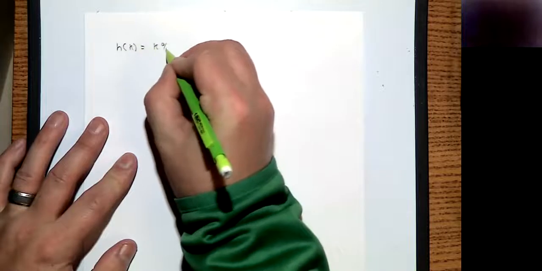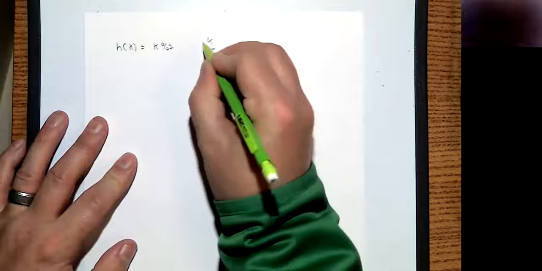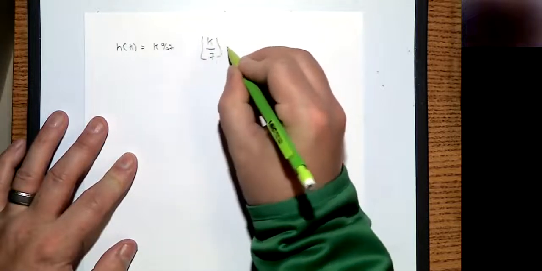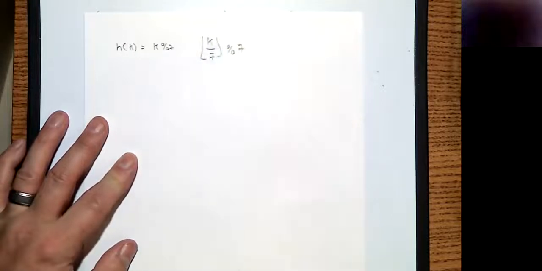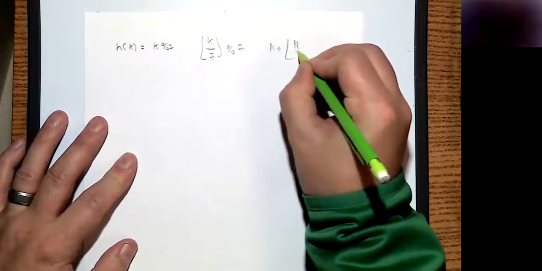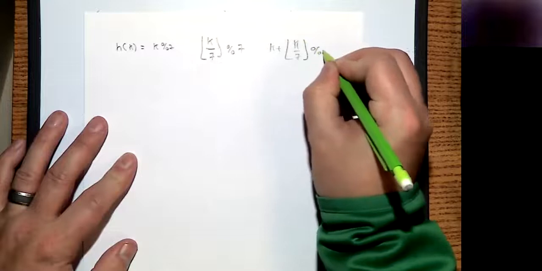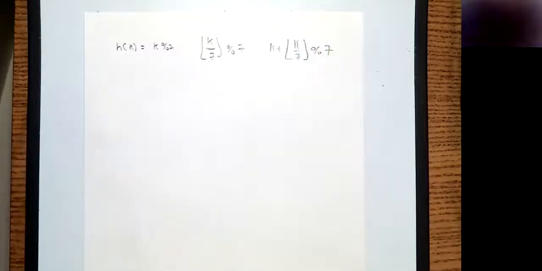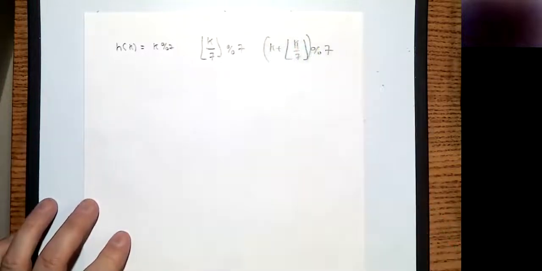The three hash functions that we're going to work through: the first hash function is going to be k mod 7. The second one is going to be the quotient of k divided by 7, mod 7. And the third one is going to be k plus the quotient of k divided by 7, and that quantity mod 7.